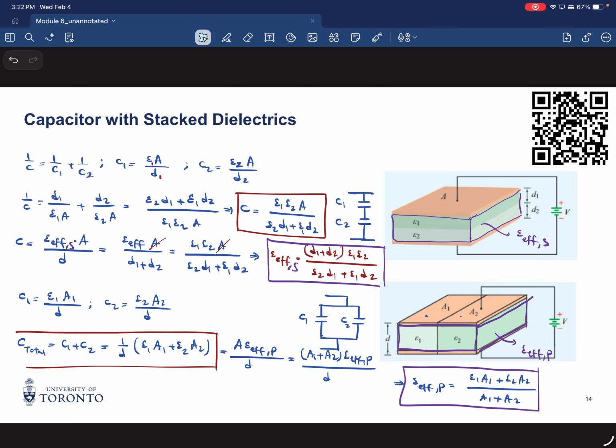Any questions? Is it possible to have a circumstance where there's two on top, two on bottom, like a 2 by 2? In that case, would we be able to do it either way? Yes, the same way though.